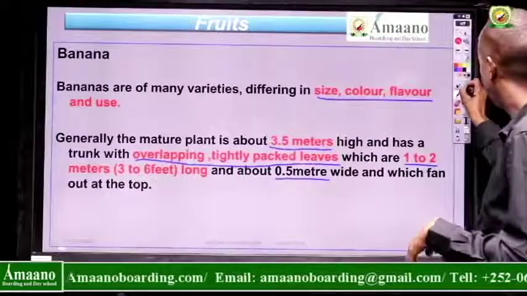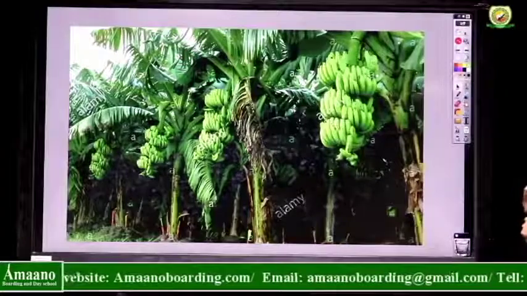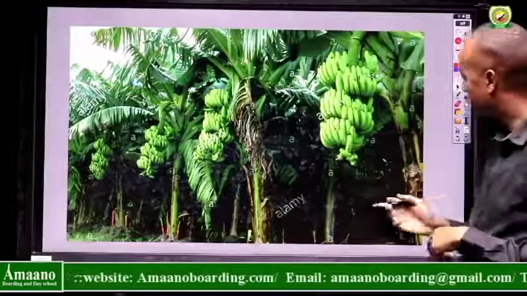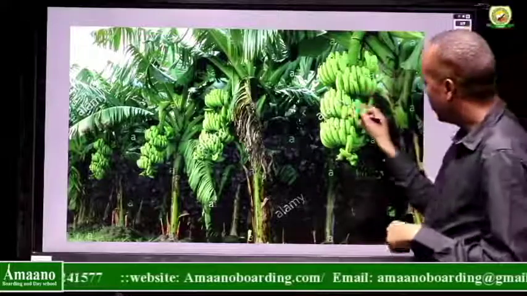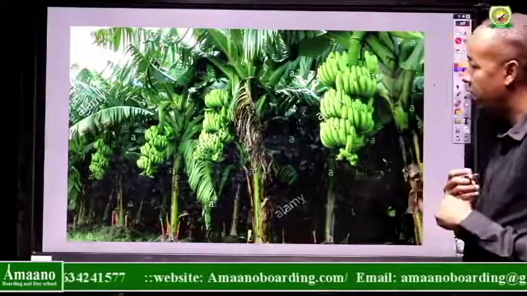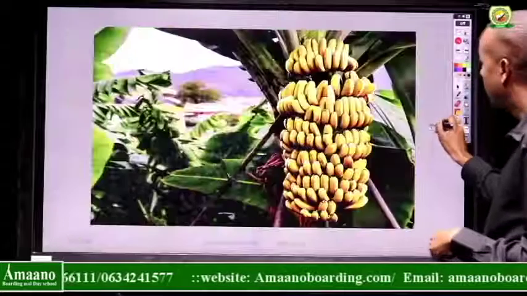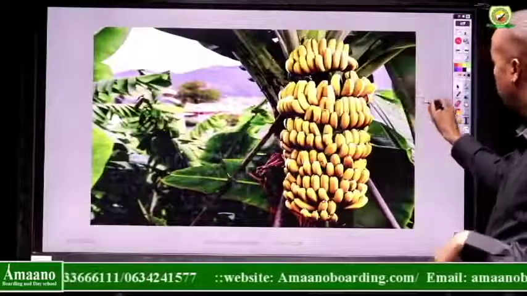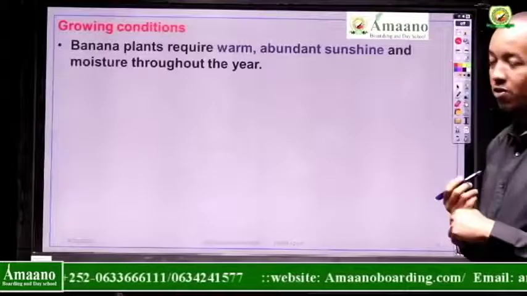Okay, this is an example of a banana tree. As you can see from here, it can reach up to 3.5 meters. So this is the fruit, and these are the leaves. The leaves are very long, as you can see, 1 to 2 meters. Sometimes even bigger than that. Okay, so the banana. What about the growing conditions of banana?